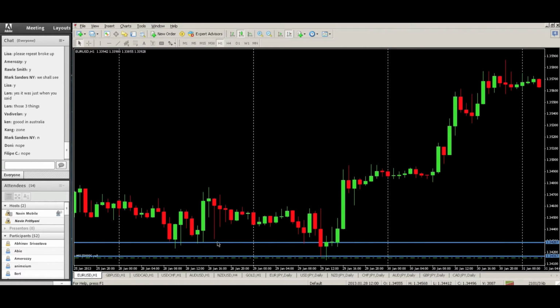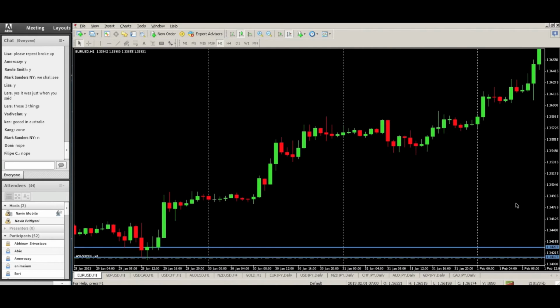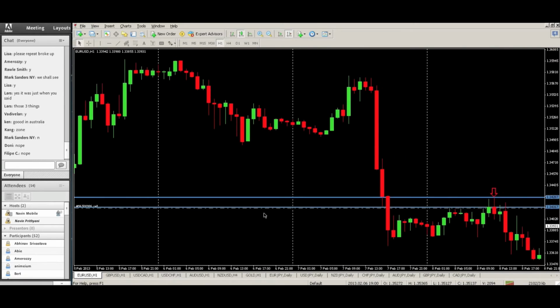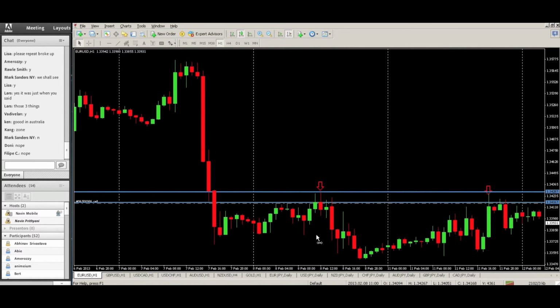Okay, this covers both of these areas as support. So we have support, we have resistance, and a big candle break. Oh, sorry. Let's go forward. We've had a big candle break as well.